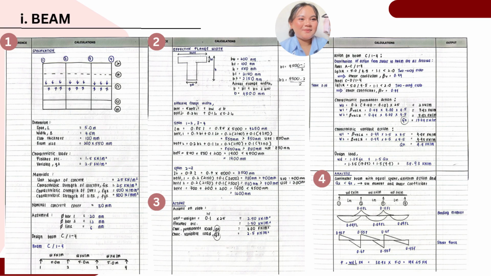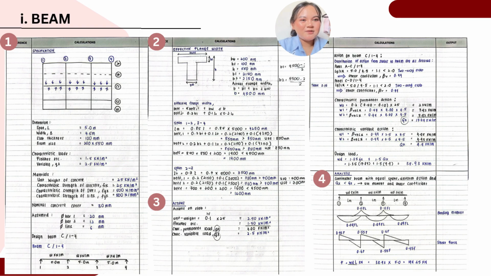Today I will present the structural design calculation for a continuous beam, specifically beam C 1 to 4, as part of our reinforced concrete design. This design process covers everything from determining the initial specification and loads, to analyzing the shear force and bending moments, and finally designing the main and shear reinforcement while ensuring serviceability limits are met.